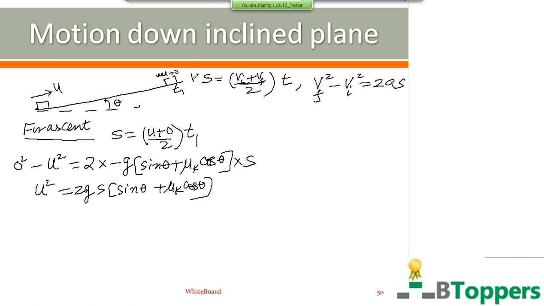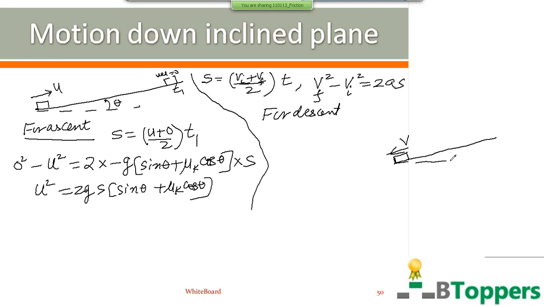For descent, again I use the same equations of motion, that is, for motion back to the bottom. Let v denote the magnitude of the velocity of the block when it returns back to the bottom of the inclined plane. So initial velocity at the highest position can be taken as zero. Whatever distance it moves up along the inclined plane before its velocity becomes zero, the same distance it slides back to the bottom. So the magnitude of displacement for descent is the same as for ascent.